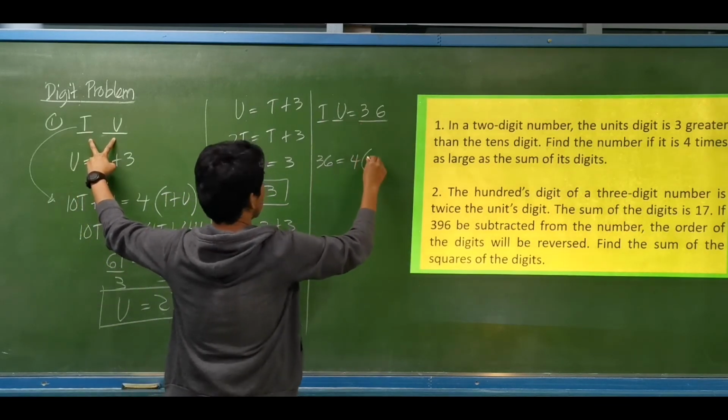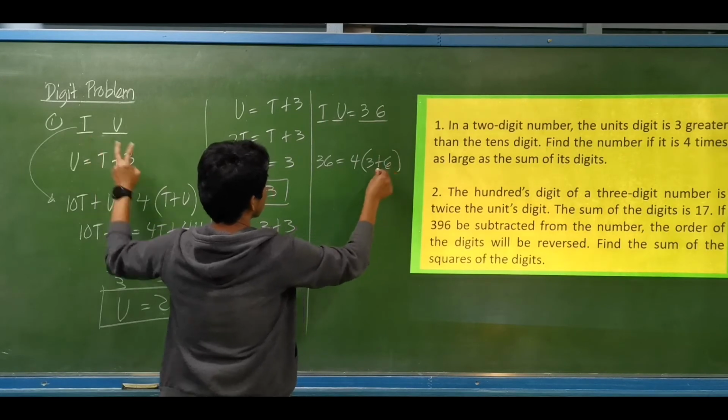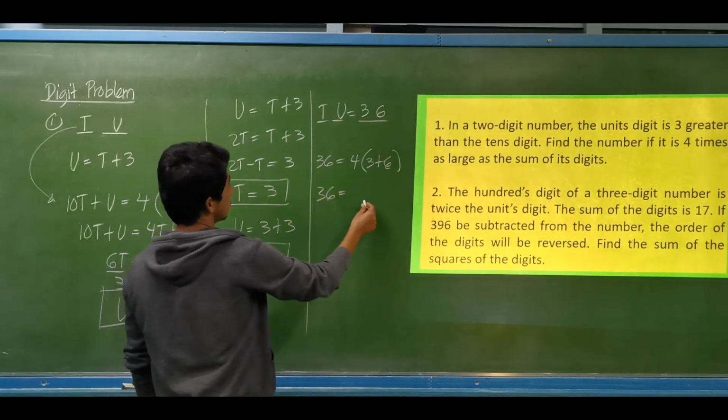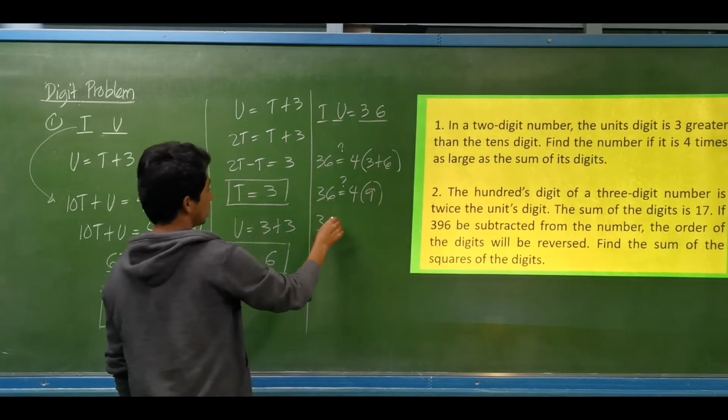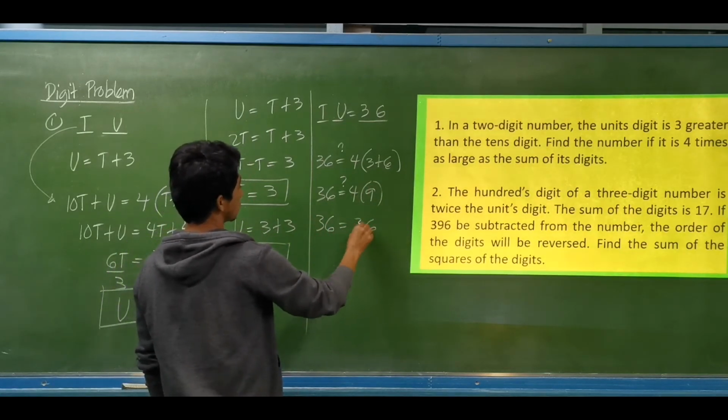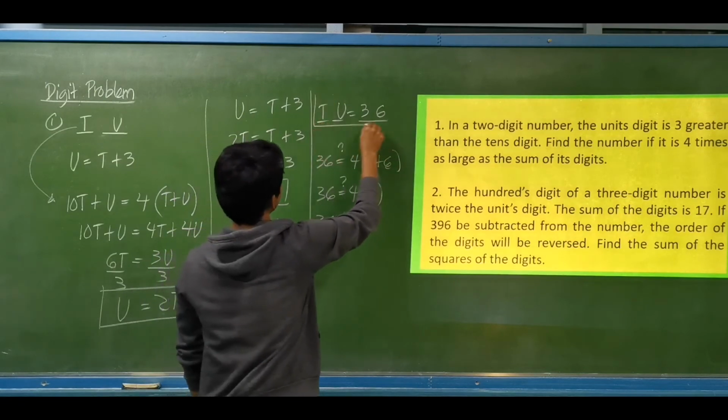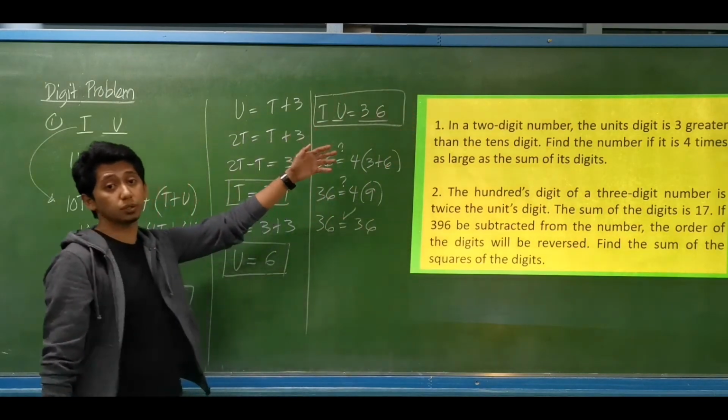What are the digits? That is 3 plus 6. We have 36, is it equal to 4 times 9? So obviously 36 is equal to 36. So this is our answer. The 2-digit number is 36.